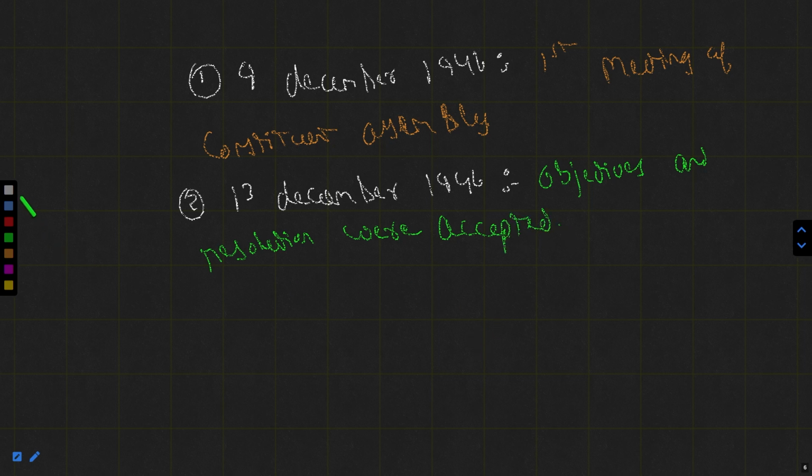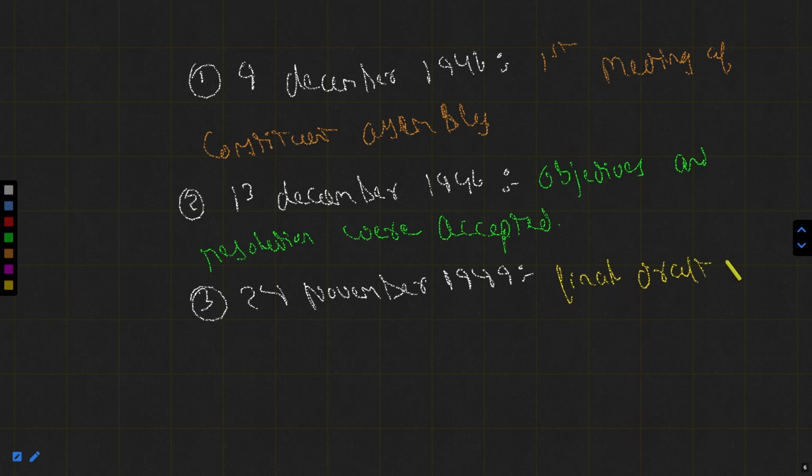All right. Thereafter, on 24th November 1949, what happened? Final draft of Constitution was prepared. All right. So remember these details.